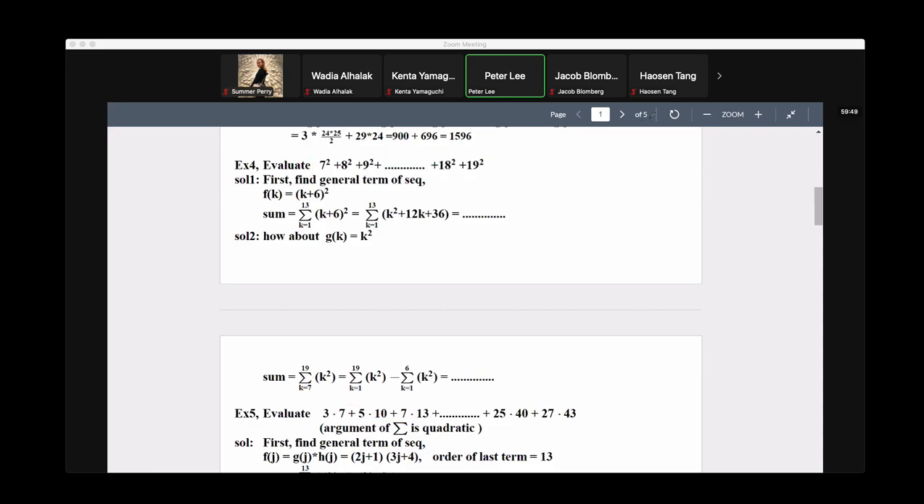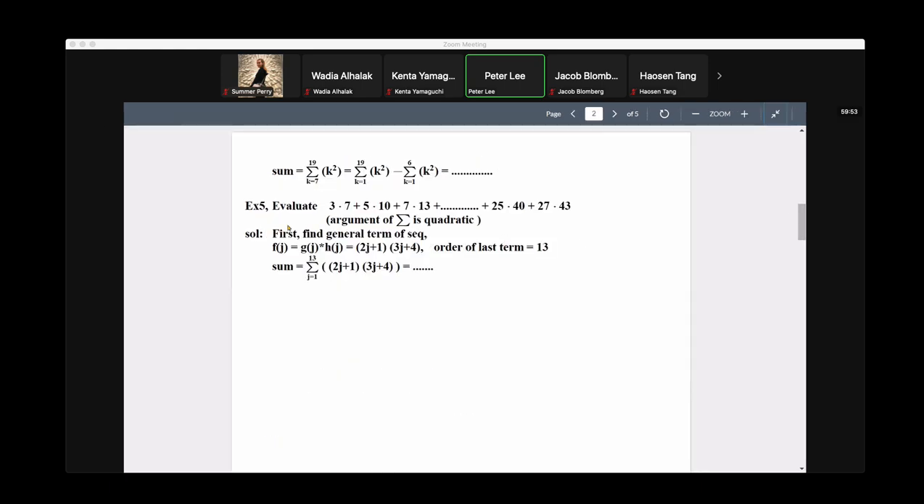Now let's look at example 5. This is what we have here. Example 5. 3 times 7 plus 5 times 10, then all the way to 27 times 43. And here I put a condition: the argument of sigma is quadratic. What that means is the general term is quadratic.